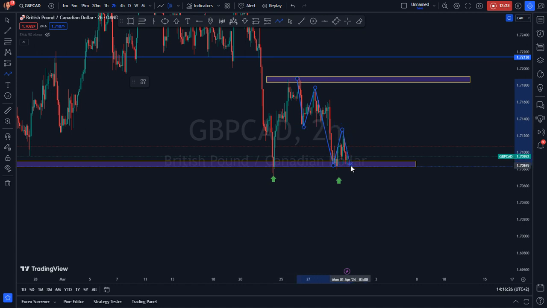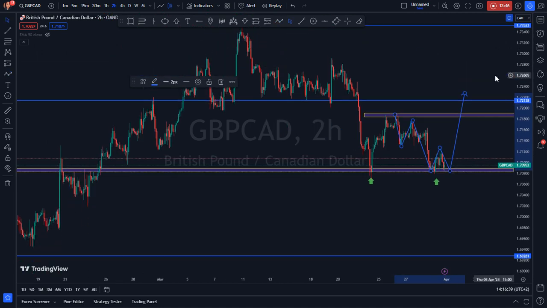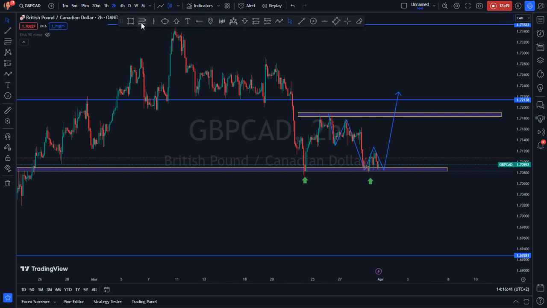Therefore, if this fails to break below this point right here, and then we have a structure which breaks above this point right there, we know for sure that the market is going to be going all the way. That is going to be our confirmation, 100% confirmation to say the market is going to be going up.